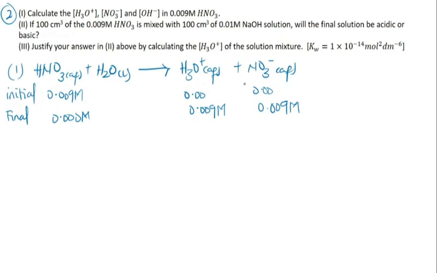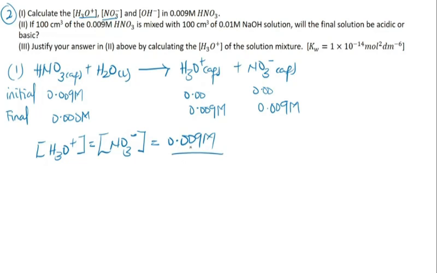So from this we can say the concentration of the H3O+ hydronium ion is equivalent to the NO3 minus ion, which is equal to 0.009 molar. So this and this we've already calculated, and the concentration of these two is 0.009 molar.